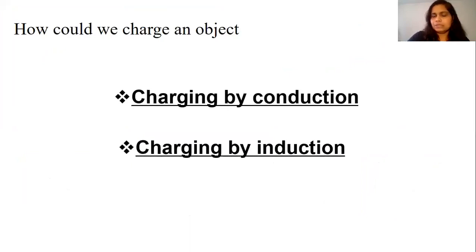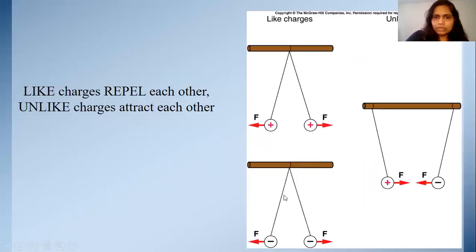So there are two methods that we can charge things. We call the first method charging by conduction, and the other method is by induction. Here I'll be sharing a little animation, but before that, you know, if you have positive charges and positive charges, they repel, and if you have a negative charge and another negative charge, they repel as well. And if you have unlike charges, like a positive charge and a negative charge, they attract. So we need to know that idea as well to understand charging by conduction and induction.